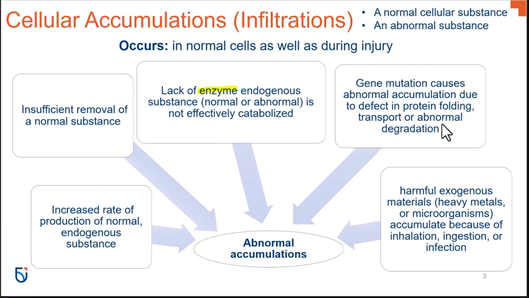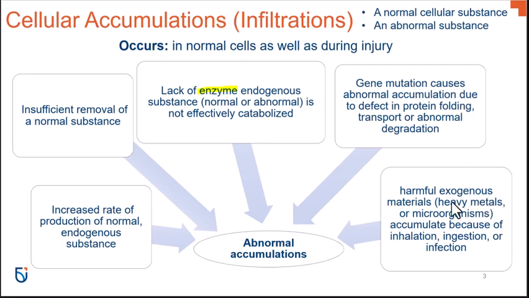In other cases, there could be an abnormal substance, often the result of a gene mutation, that can accumulate because there could be a defect in how that protein folds, or a defect in its transportation, or maybe it's not properly degrading. And because of that gene mutation, it builds up in the cell.